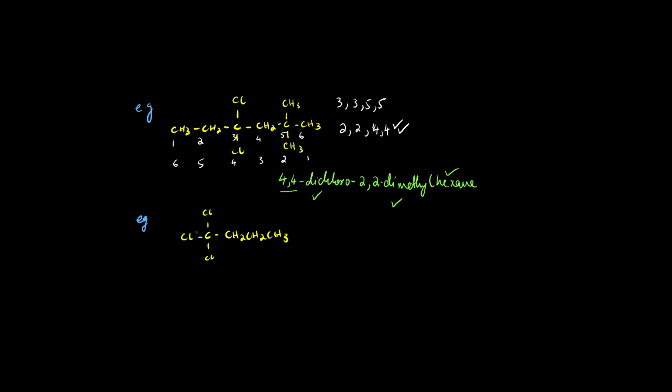Now the next example. Over here we can count like this, right? Simply enough. We have 3 chlorine substituents on the first carbon. So the name of this compound is quite simple, 1,1,1-trichlorobutane. Why exactly is this the name? On the first carbon of the chain we have 3 chlorines, so 1,1,1-trichloro, and butane because there are 4 carbons in the longest carbon chain.